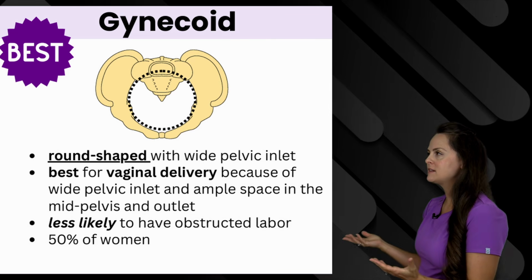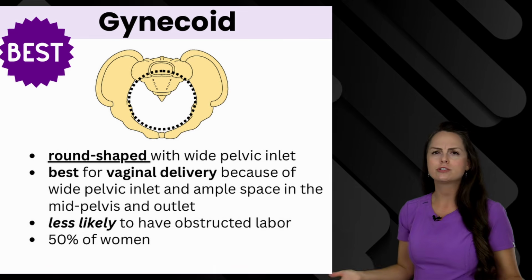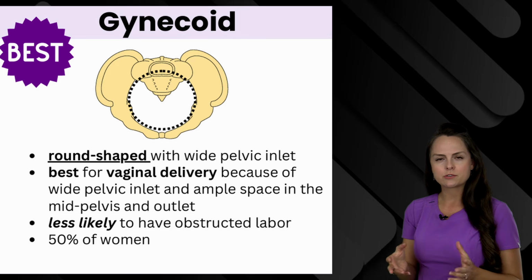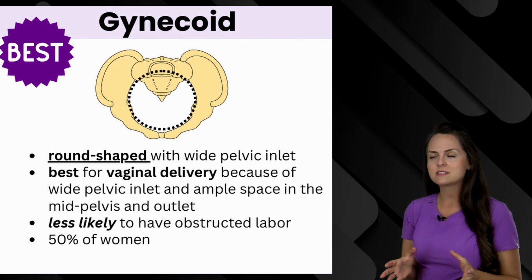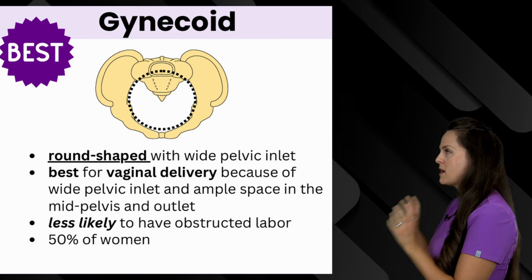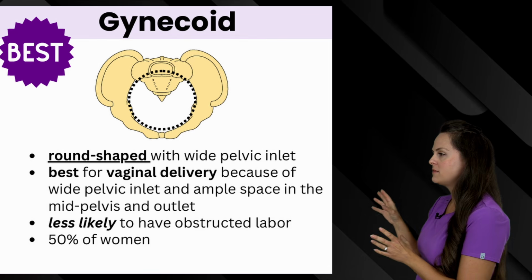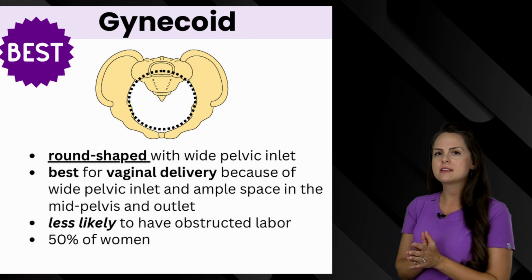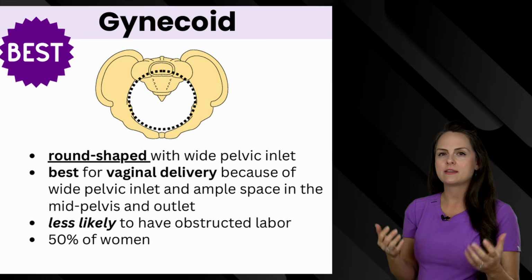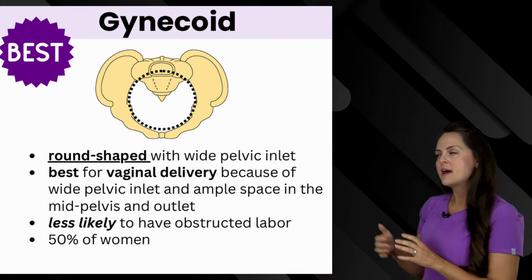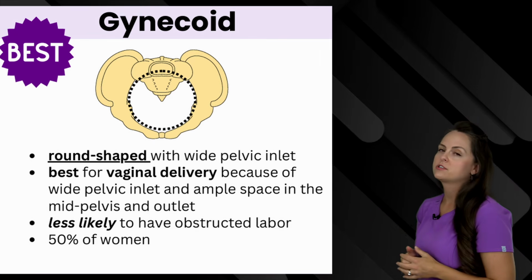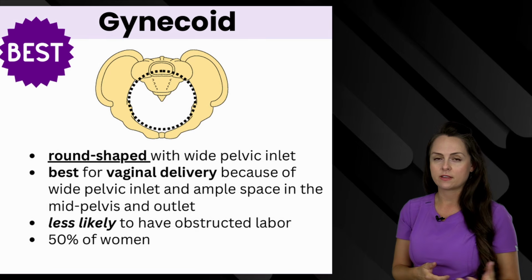Whenever you're trying to identify it, like on an exam, let's say they give you pictures or they use descriptive words, what you want to remember is that this is going to be a round-shaped pelvis. And when we're talking about round shape, notice where I have the circle at in the pelvis. That's what we're looking at. This tells us it has a wide pelvic inlet, and it's going to make it the best pelvic type of all those for a vaginal delivery because it has that wide pelvic inlet.